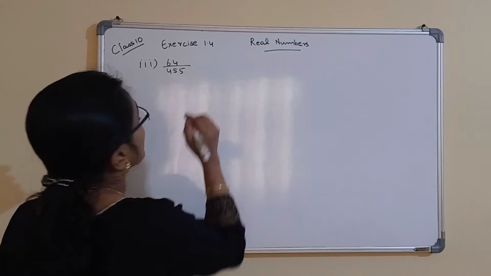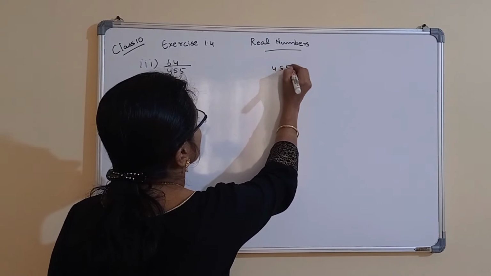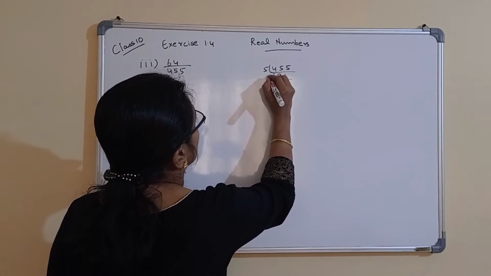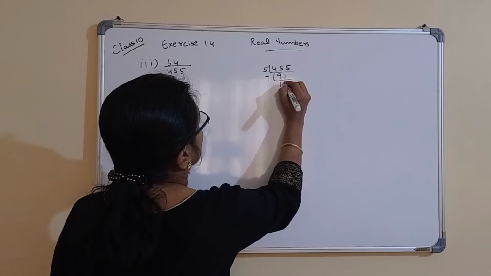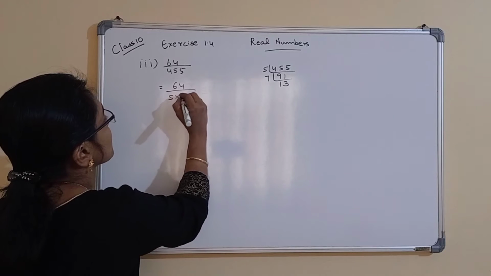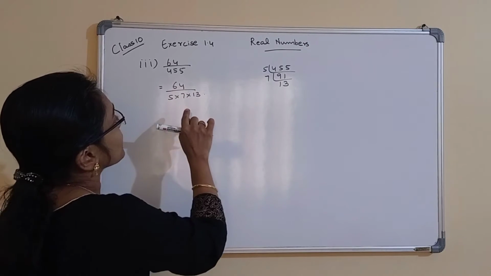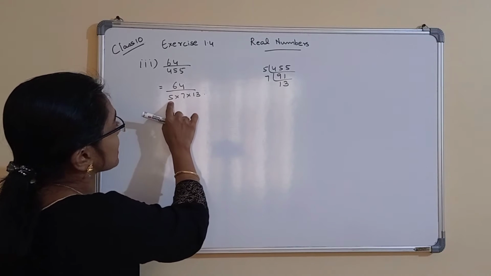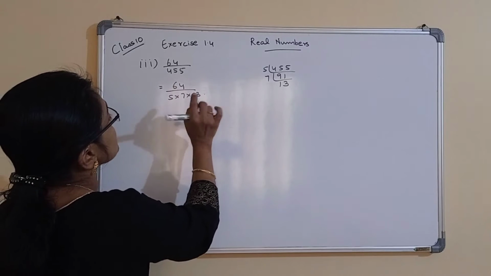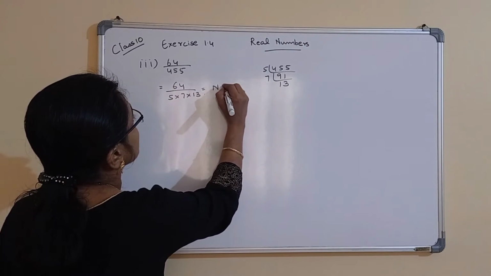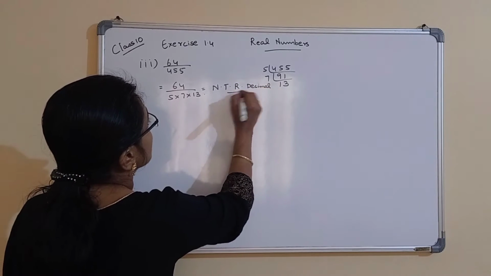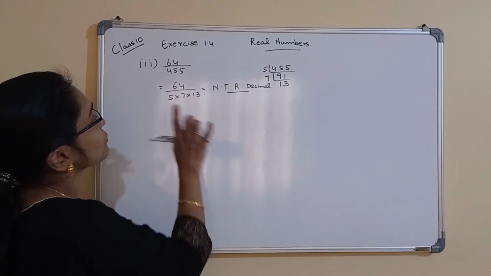Next one is 64 by 455. 455 can be factorized as 5 into 91, and 91 is 7 into 13. So this is 64 by 5 into 7 into 13. So 7 and 13 are appearing here. That is, this is not of the form 2 raised to m into 5 raised to n. So this is a non-terminating repeating decimal. So we don't have to write the answer. If it is a terminating decimal, we have to find that also.